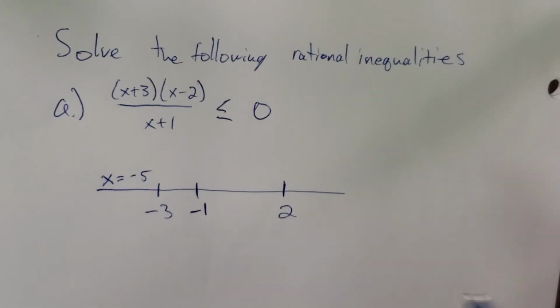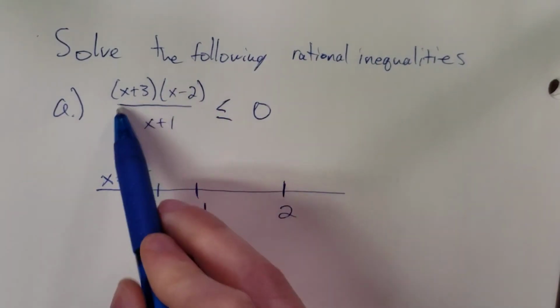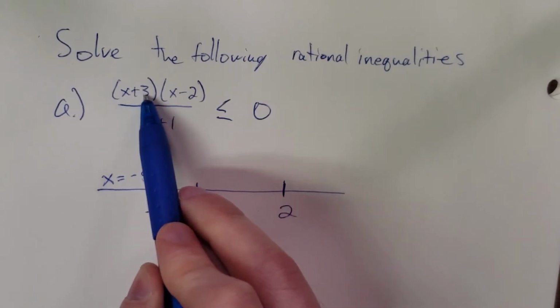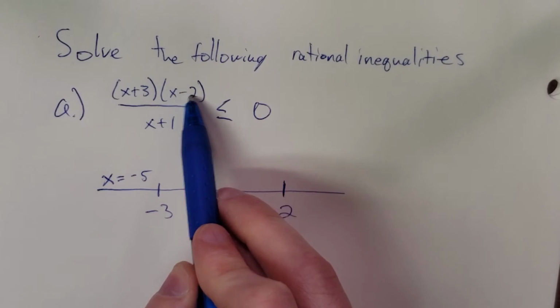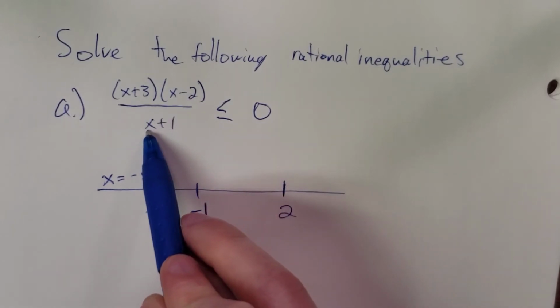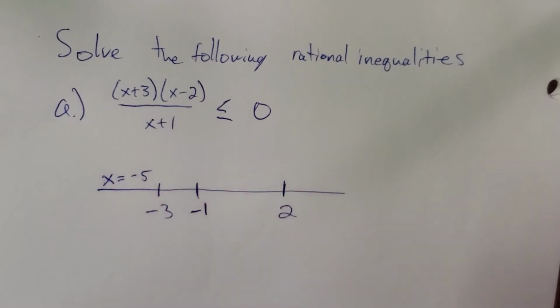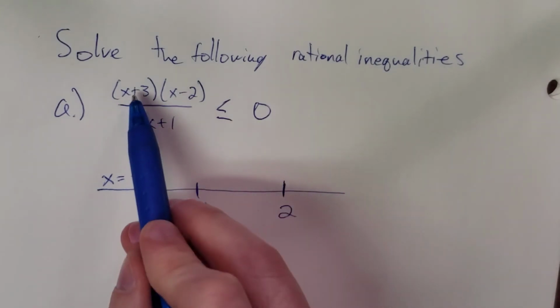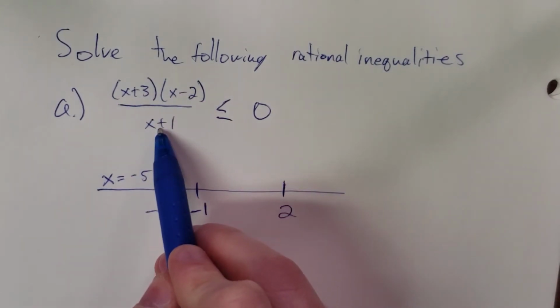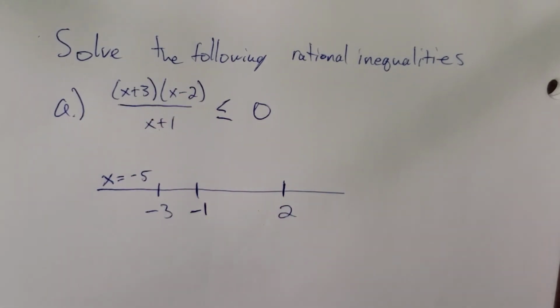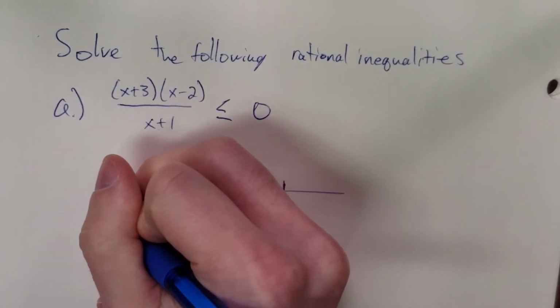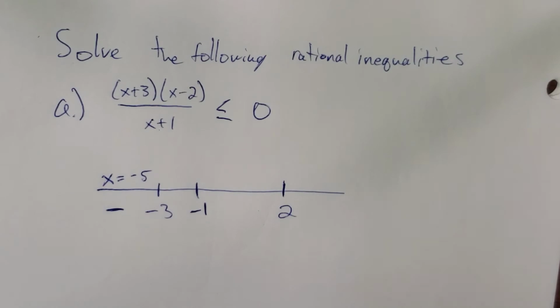All right, and then we plug that into this function up here. So negative 5 plus 3 is a negative. Negative 5 minus 2 is a negative. Negative 5 plus 1 is a negative again. So then we have a negative times a negative divided by a negative. That is a total of 3 negatives, which is an odd number of negatives. If we're multiplying or dividing an odd number of negatives, the whole thing is a negative.